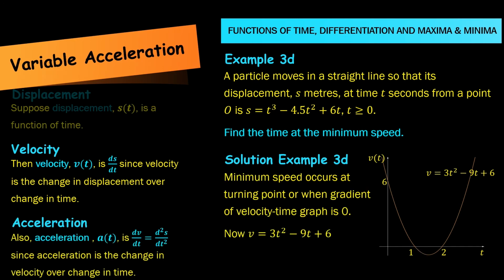Our equation for v is 3t squared minus 9t plus 6. Therefore, acceleration is 6t minus 9. We simply need to differentiate the equation of velocity to obtain the equation for the acceleration. So 3t squared becomes 6t, 9t becomes 9, and the constant becomes 0.